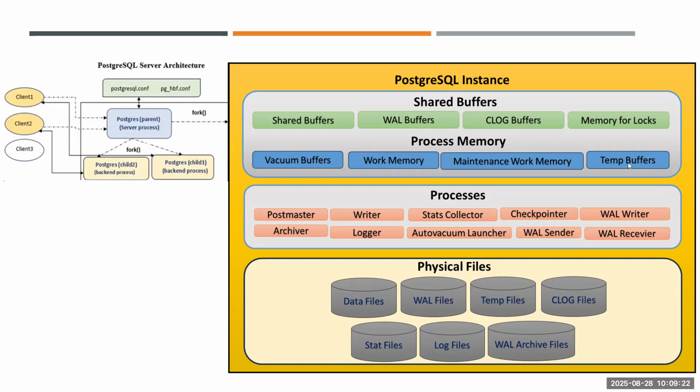Temp buffers are nothing but temporary tables. When we create temporary tables, they are used in the temp buffers. Work mem is used internally when you are doing ordering, hashing, and sorting. And maintenance work mem is used internally when you are vacuuming, creating indexes, and similar operations.